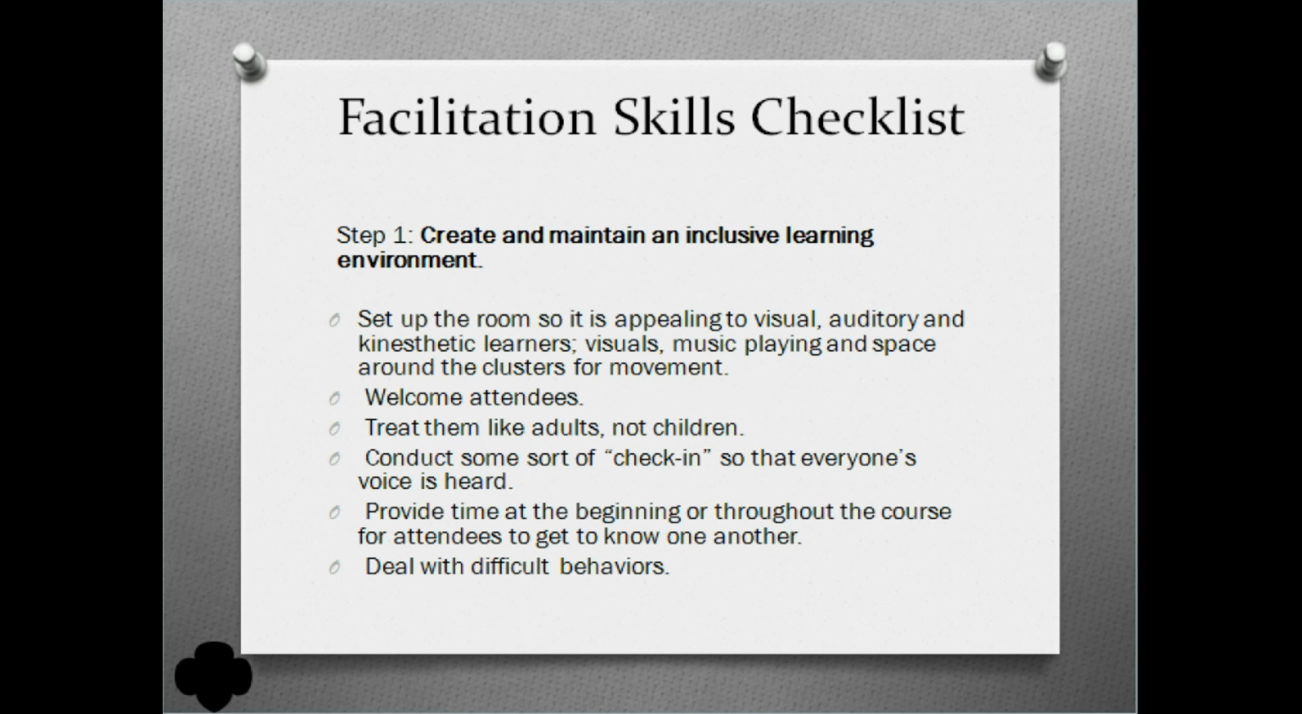In this module, we are first going to go through 9 steps in the Facilitation Skills Checklist. This incorporates information that we've gone over in Modules 1 through 4. The first step is to create and maintain an inclusive learning environment appealing to different types of learners and make sure that everyone feels comfortable and welcome.